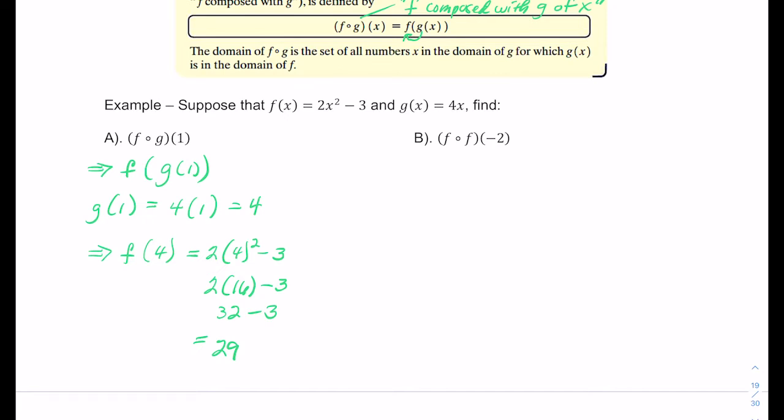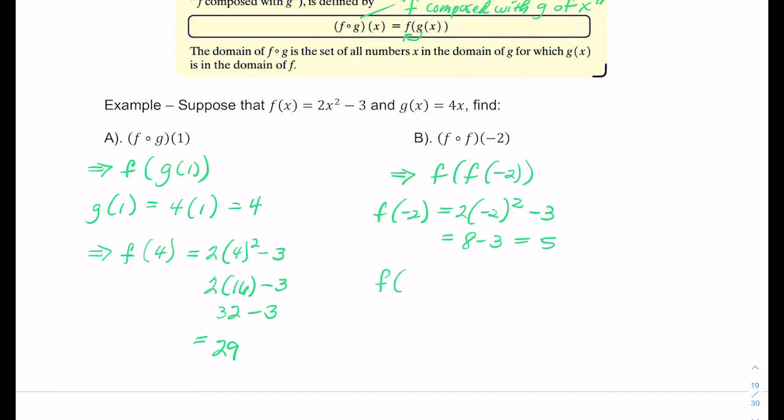For letter B, I'm finding f composed with f of negative 2. So that's just f of f of negative 2. So I'm going to find f of negative 2 first. So in the f of x, I'm going to plug in negative 2 everywhere there's an x. Negative 2 squared gives us 4, and 4 times 2 is 8. And 8 minus 3 is 5. So f of negative 2 is 5.